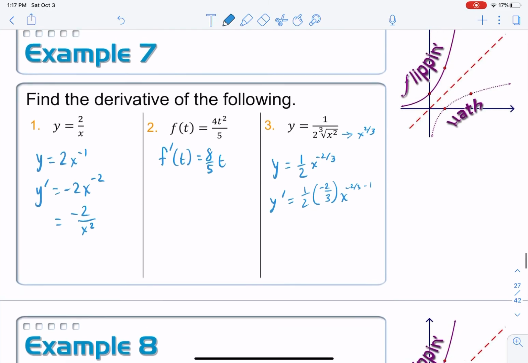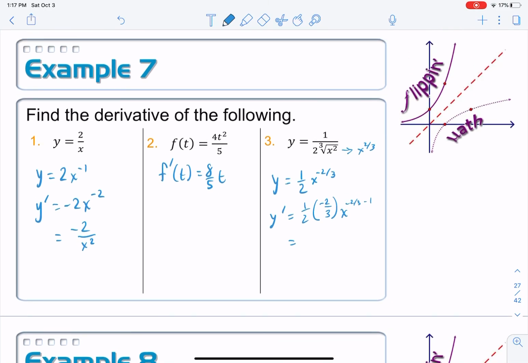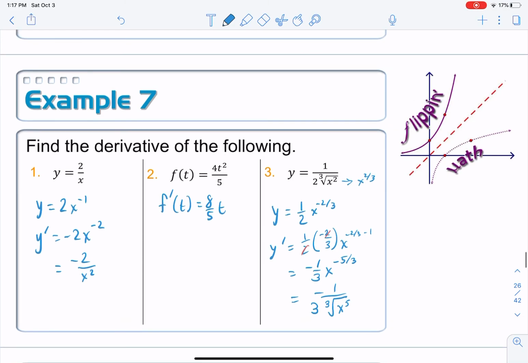Oh, look, I'm actually writing steps down. Okay, let's cancel some stuff out like these 2's. And I'm going to have negative 1/3 as my coefficient, x to the... Now what's negative 2/3 minus 1? 1 is 3/3, so that's going to be negative 5/3 there. And then with a negative exponent, let's make this look like what we started with, negative 1 over 3 times the cube root of x to the 5th. That looks real nice. All right, in the next video, we're going to learn how to come up with the sum and difference rules.